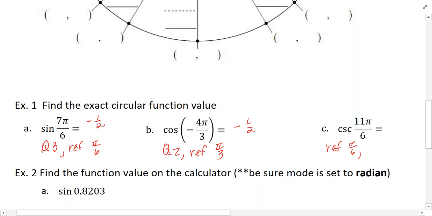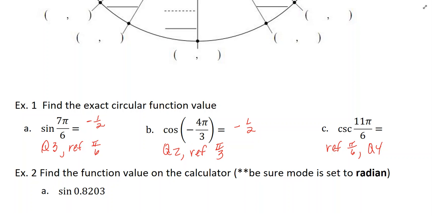What quadrant am I in at 11 pi/6? 4. Right, because all the way around is 12. I back up, I'm in the 4th quadrant. So 4th quadrant, pi/6. What is the reciprocal of cosecant? Sine. So opposite letter, sine. So I know that sine of this angle is 1/2. So cosecant going the opposite direction has to be 2/1 or -2 because we're in the 4th quadrant.